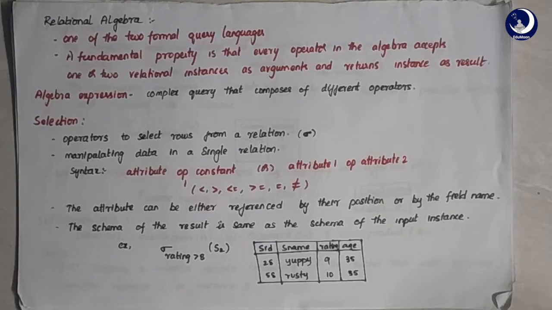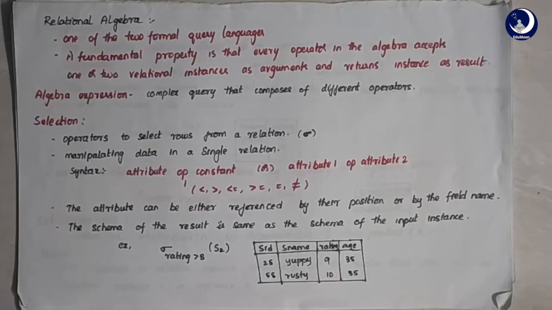So here we want the tuples of sailors whose rating is greater than 8. So from the instance S2, I'm selecting the sailors whose rating is greater than 8, and the result that I've got is an instance containing the details where the sailors' rating is greater than 8. So this completes the selection operator in relational algebra.